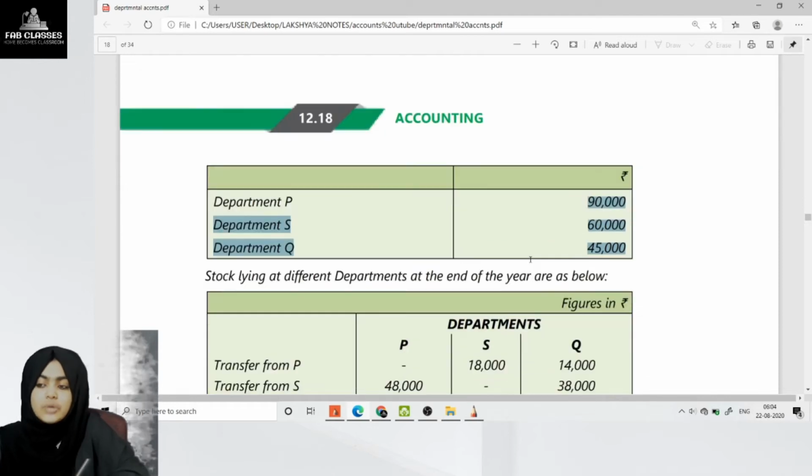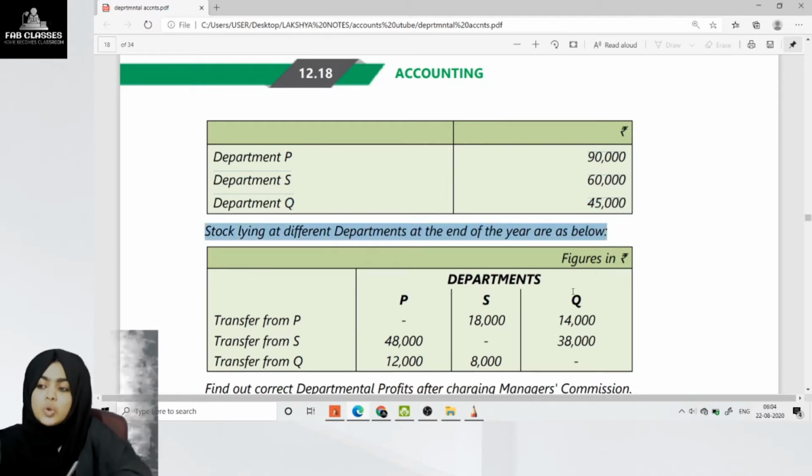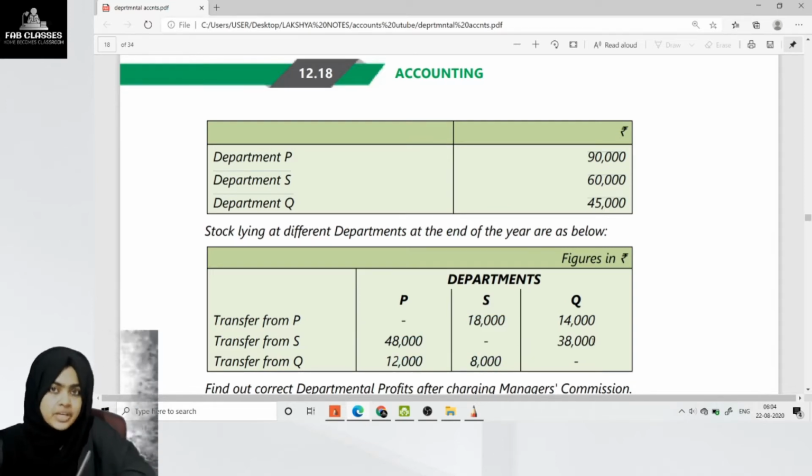It was already said that the 10% commission should be charged on net profits only after subtracting the unrealized profit. But what they have done is, directly from the net profit they charged the 10% without subtracting the unrealized profit, and that value is given here. So this is of course incorrect. And the stock lying at different departments, the closing stock of each department, is given. Because there is interdepartmental transfer, that too with a profit component, all these closing stocks will have some amount of profit component in them. So we have to subtract it from the original net profit, and then find net profit, and from that we have to charge 10% manager's commission.